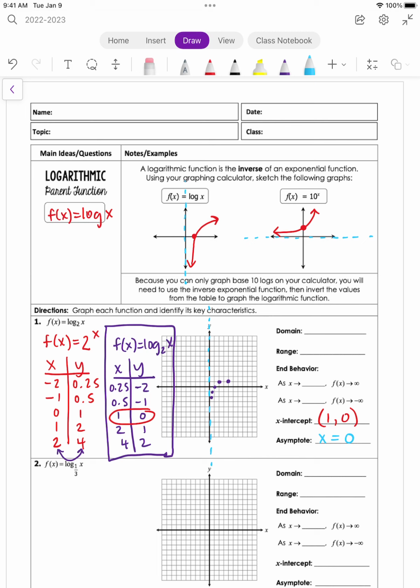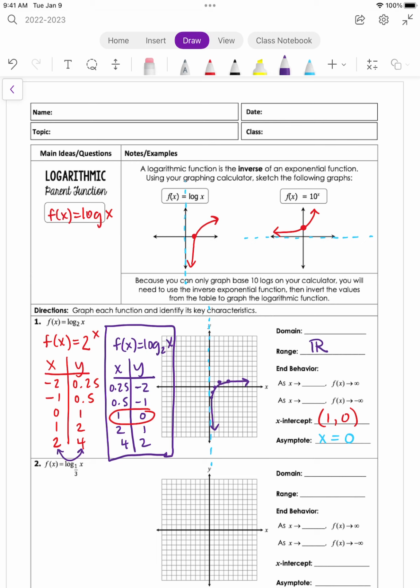So when I connect my points, I'm getting close to my vertical asymptote. I'm not going to touch it, right? So my graph is going to look something like that. Before we used to say the domain was all real numbers, but now since we're talking opposite, now the range is all real numbers, right? Top and bottom. The top goes to infinity, the bottom goes to -infinity, all real numbers.